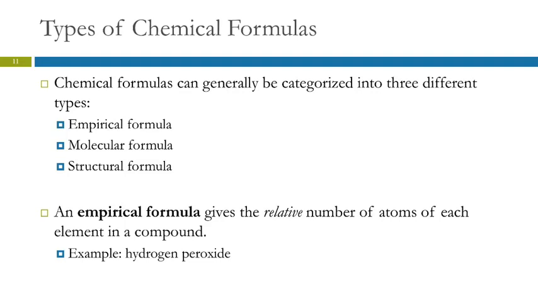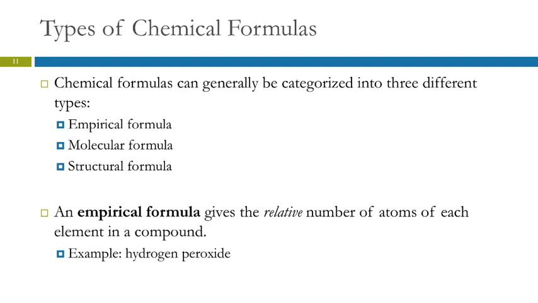The empirical formula, the word empirical means from experiment. So the empirical formula gives us just the relative number of atoms of each element. It gives us a ratio. So an example here is hydrogen peroxide.